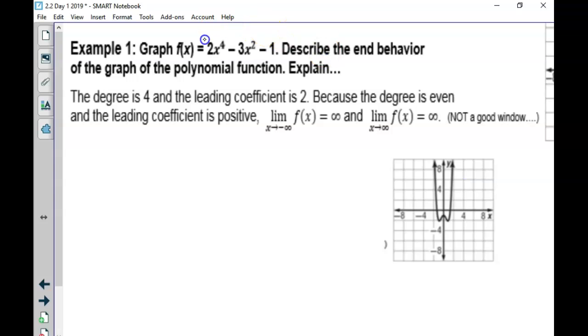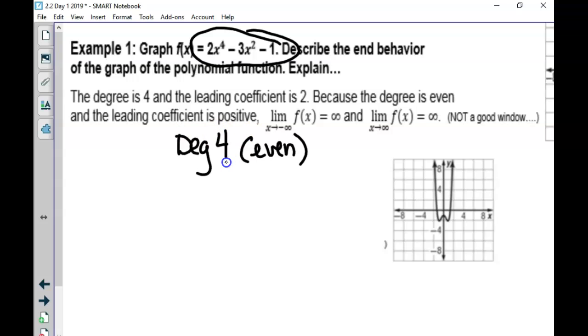So this question just says, take a look at this mess. What is the degree, guys? Degree 4, leading coefficient. So it's even, meaning both ends go the same way. The leading coefficient is 2, which is positive. So both ends are going up. Okay.